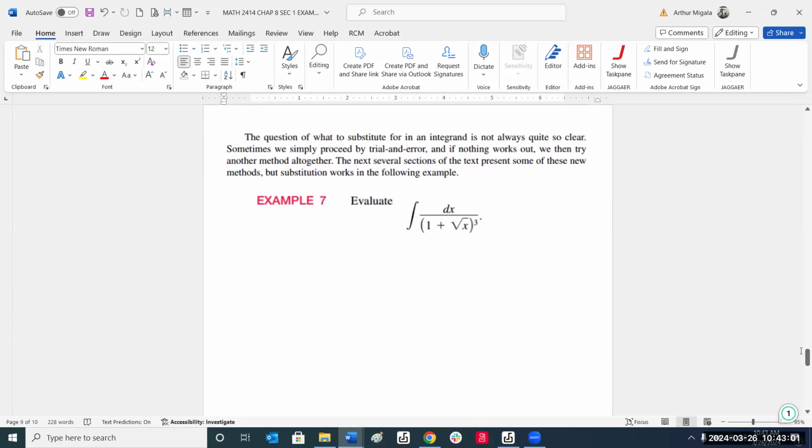Example 7. The question of what to substitute for an integral is not always quite clear. Sometimes we simply proceed by trial and error, and if nothing works out, we try another method. And that could take some time. That's where it gets frustrating. In the next sections, we're going to look at new methods. But substitution works in this coming example because it looks like it's already in the form that we're looking at.